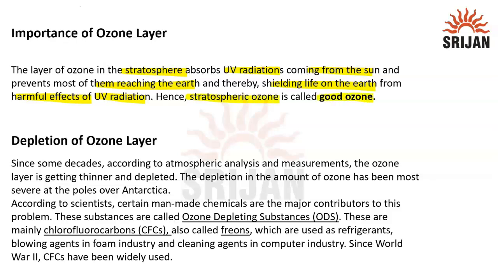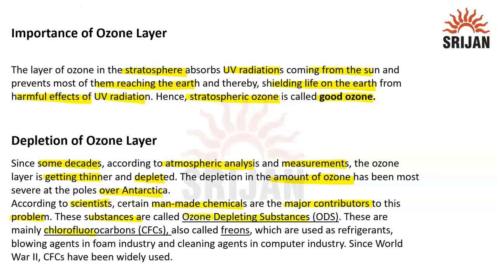Now the depletion of ozone layer. For some decades, according to atmospheric analysis and measurements, the ozone layer is getting thinner and depleted. The depletion in the amount of ozone has been most severe at the poles over Antarctica. According to scientists, certain man-made chemicals are the major contributors to this problem. These substances are called ozone depleting substances, ODS.